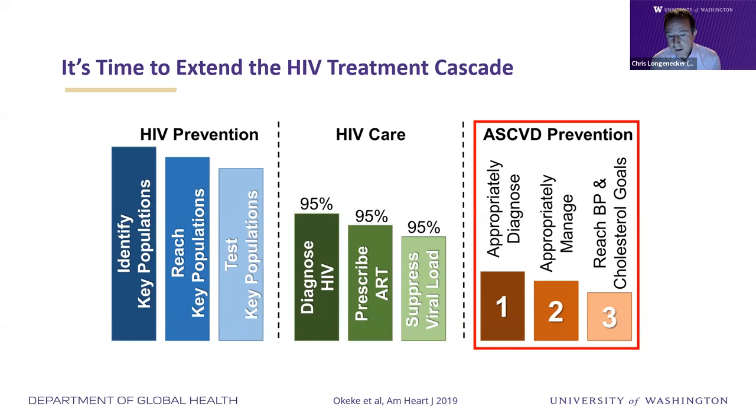We believe that for these people, it's really time now to extend the HIV treatment cascade for the prevention of non-AIDS comorbidities. And as a cardiologist, I'm most interested in preventing cardiovascular disease, which includes managing hypertension and cholesterol. First of all, diagnosing high blood pressure and cholesterol, managing it appropriately, and then reaching blood pressure and cholesterol goals to prevent adverse cardiovascular outcomes.